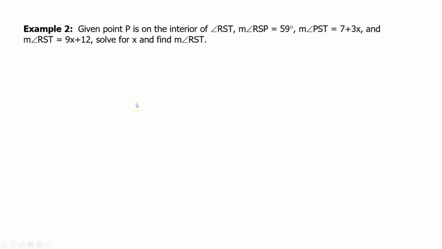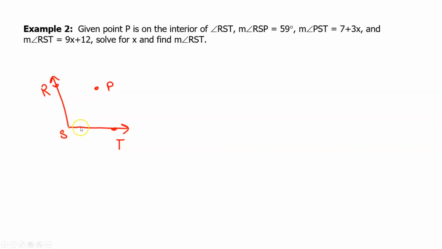Okay, so given point P is on the interior of angle RST, the measure of RSP is 59 degrees, and the measure of PST is 7 plus 3x, and the measure of RST, the whole angle, is 9x plus 12. Solve for x and find the measure of RST. So I'm going to start you out with this one. Let's draw the first part out together.